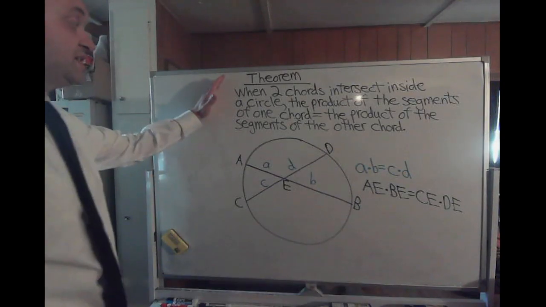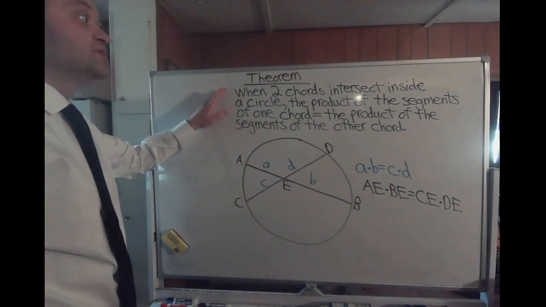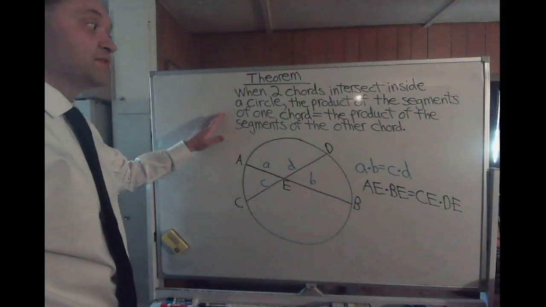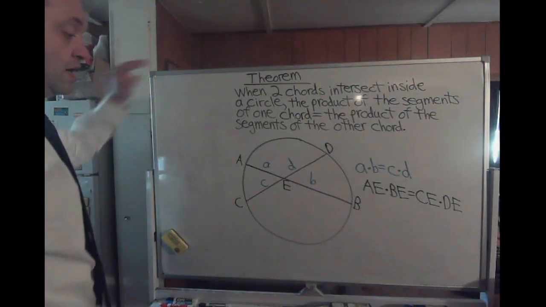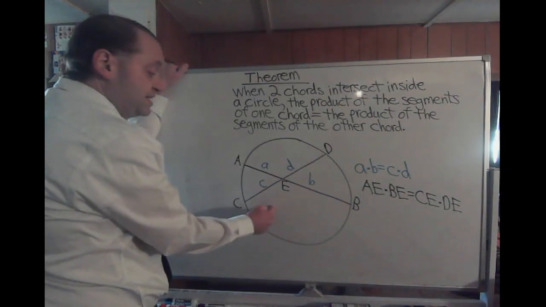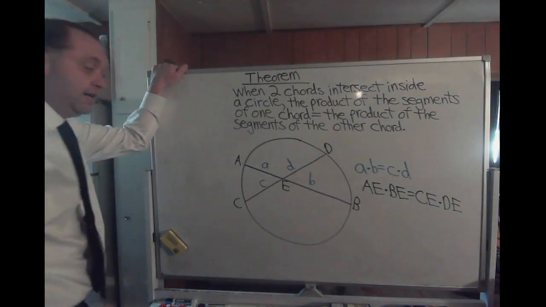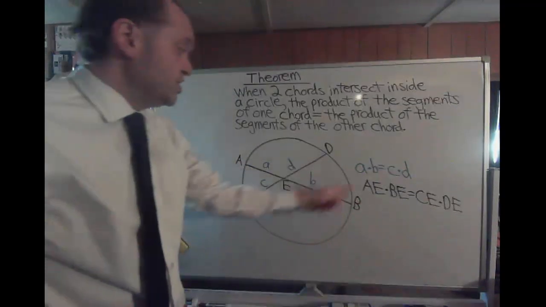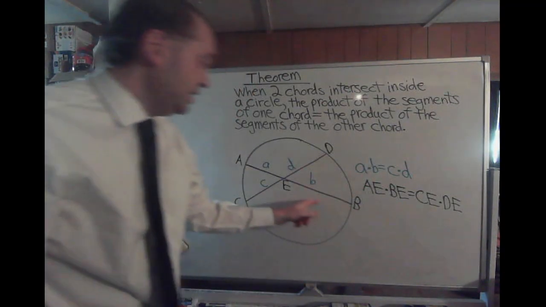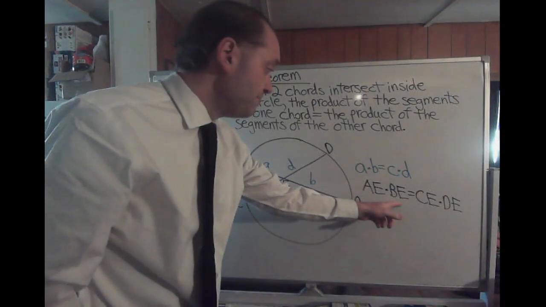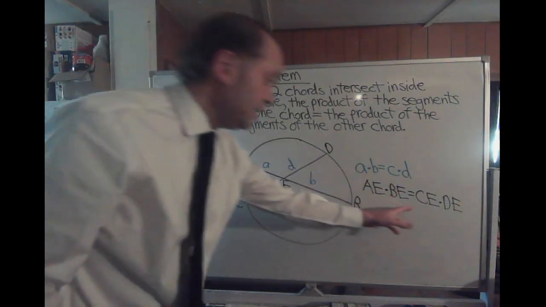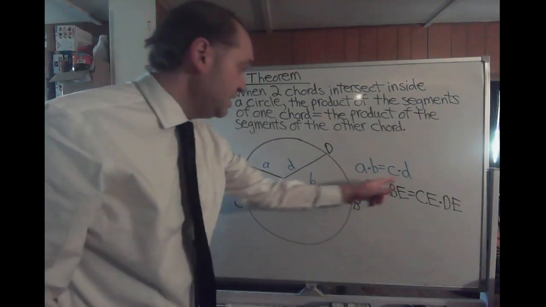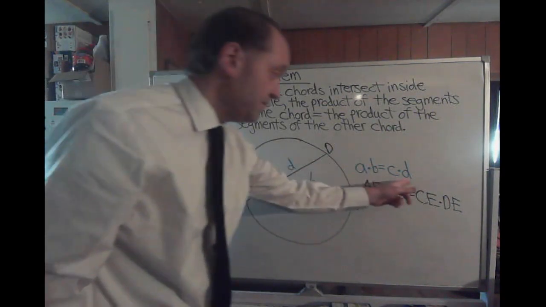The theorem here states that when two chords intersect inside a circle, the product of the segments of one chord equals the product of the segments of the other chord. So again, chords AB and CD, they both intersect at point E. What you would do is take the length of AE, which is A, times the length of BE, since they're part of the same chord, which is B, set that equal to the length of the other chord, CE, with the length of C, times the length of DE with the length of D.